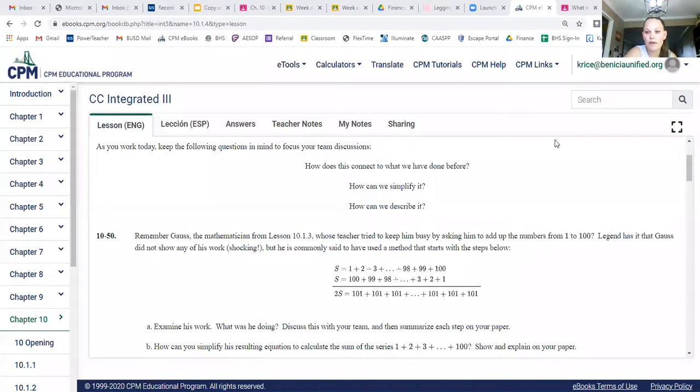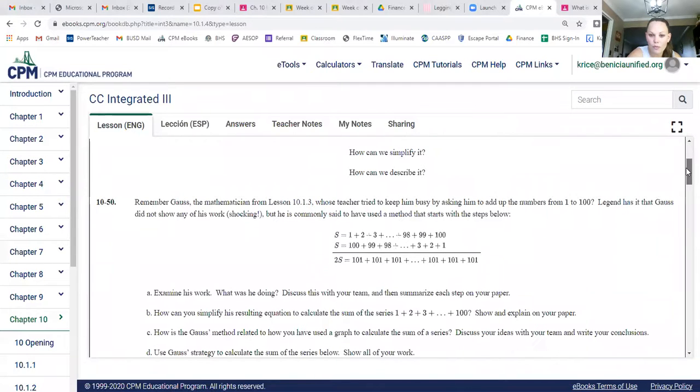So problem 50 says, remember Gauss, the mathematician from lesson 10.1.3, that's the part we skipped yesterday. His teacher tried to keep him busy by asking him to add the numbers from 1 to 100. Legend has it that Gauss did not show any of his work, but he is commonly said to have used a method that starts with these steps below. So examine his work and what is he doing? So I'm going to copy that on my paper. You may want to do the same.